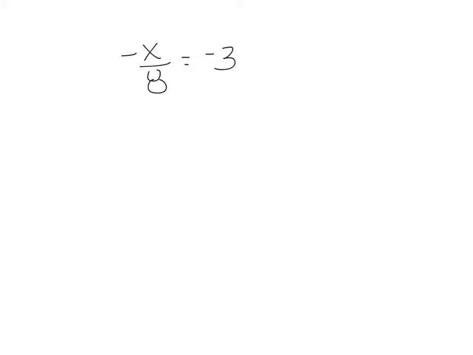Here is one more final example. Negative x divided by 8 is equal to a negative 3. Since it's dividing by 8, I am now going to multiply both sides by 8, and I'm going to show that in this next step. The 8 and the 8 cancel each other out, so I'm left with a negative x is equal to a negative 24. Remember though, we are trying to solve this for x, not for a negative x.